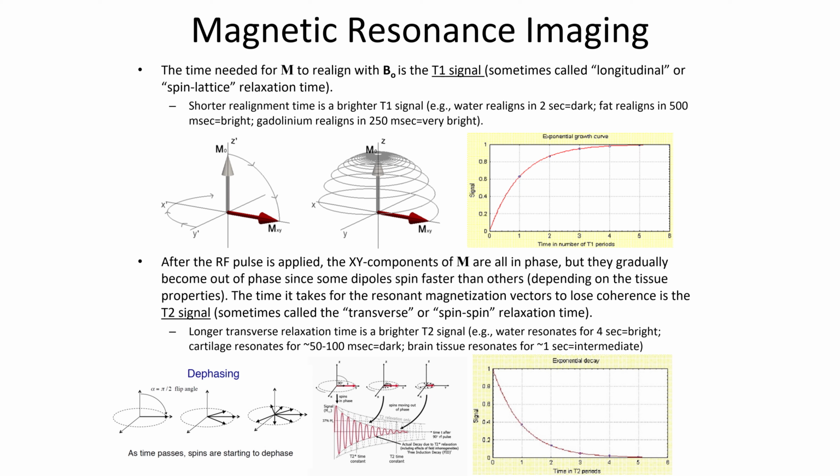Other things like cartilage resonate for only about 50 to 100 milliseconds. We're going to call those dark pixels. Brain tissue is kind of in between. It resonates for about 1 second, so that's sort of an intermediate gray pixel.